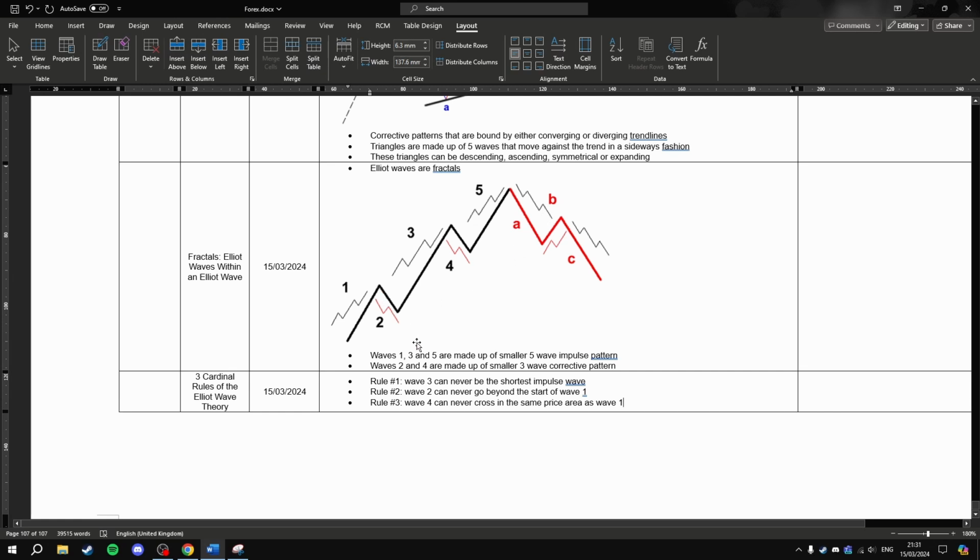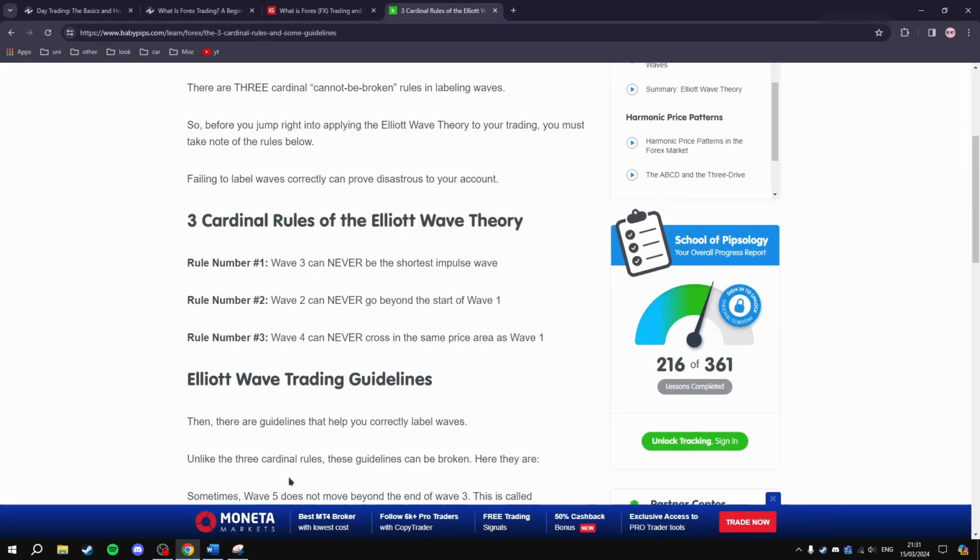So wave 2 can never drop below here. Wave 4 can never cross into the same price area as wave 1. So this one here can never go all the way down over here, where this area is. Pretend there are two lines. So wave 4 can never drop into this sort of area, I'm assuming that's what it means.